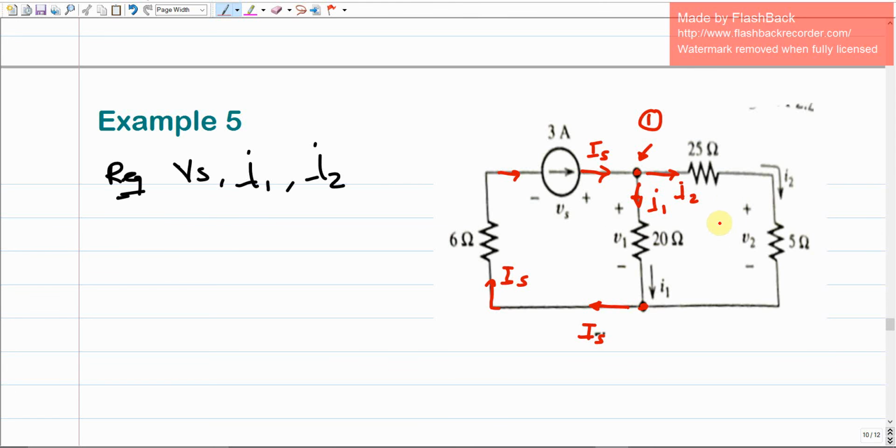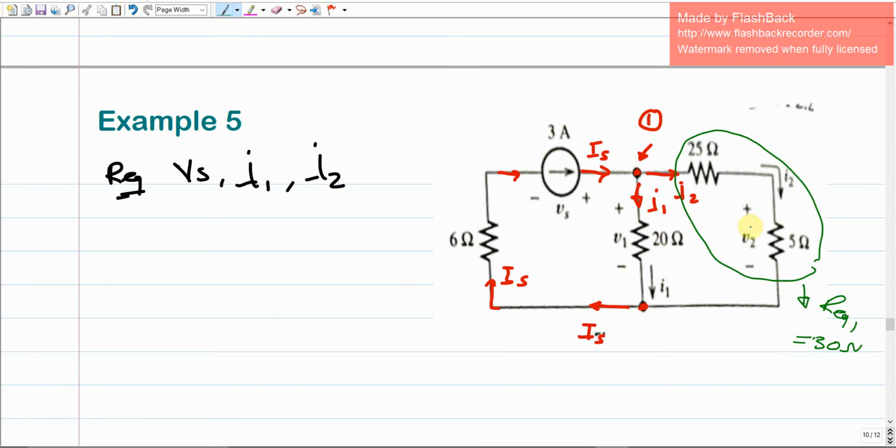For the equivalent resistance for this problem, as you can see, I2 goes over the same current, over the 25 and the 5 ohms. It means that the 25 and the 5 ohms can both be combined into an equivalent resistance as follows. So we're going to have R equivalent 1, which combines these two together. And this R equivalent 1 should equal 30 ohms, their sum, because they are in series.